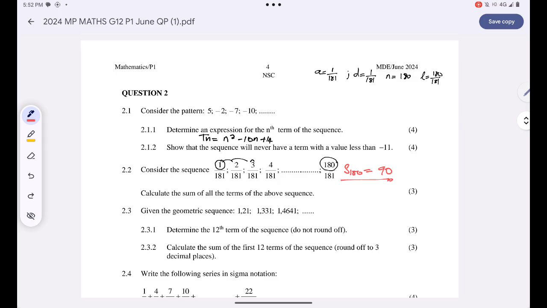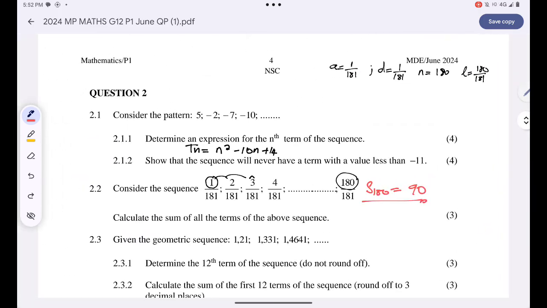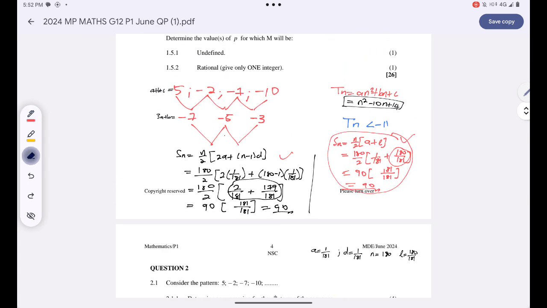And then now we are given the geometric sequence, né? For our geometric sequence, guys, let me erase there and create some room for me to write.